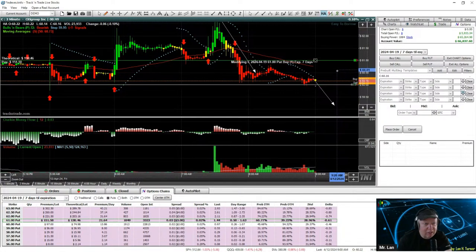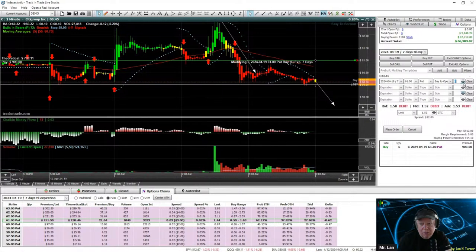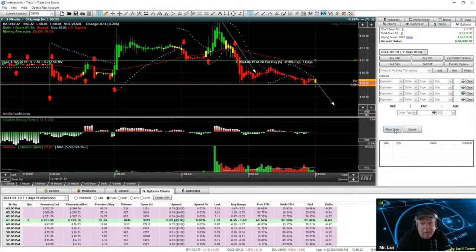Buy a put in the money. $151. We'll do five of those. Spread's $10. $3 a piece. What the heck? Market. Place order. There it goes. All right. We got that one.